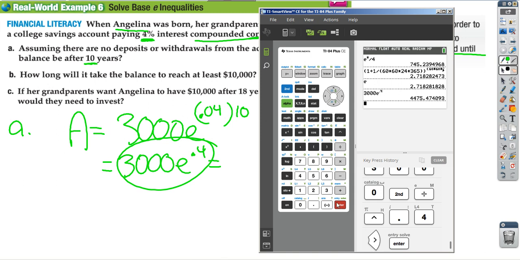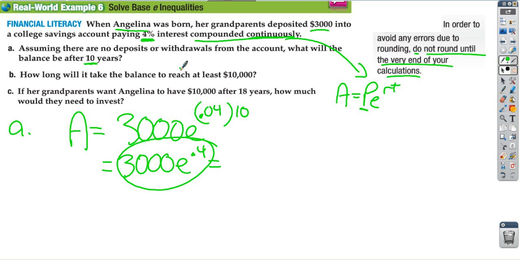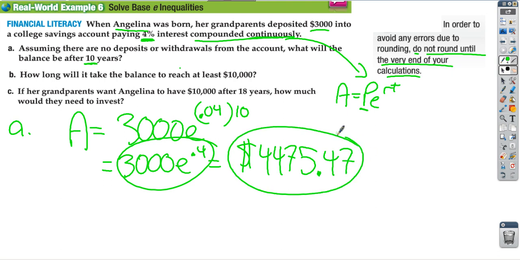So pretty good. She got $4,475.47 after 10 years. That is the amount of money she earns at that rate right there. And 4% is not a superb rate either, so some funds have even better returns than that. So that is how much money she has after 10 years.